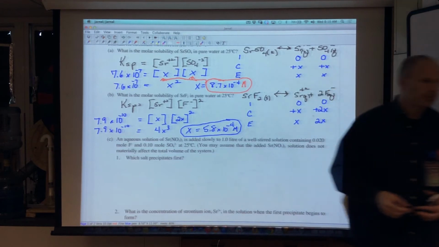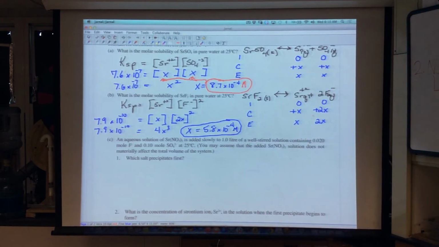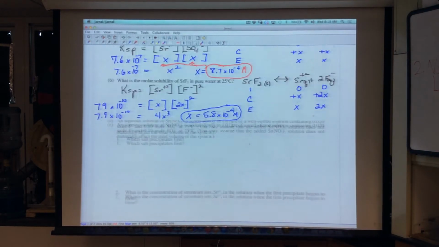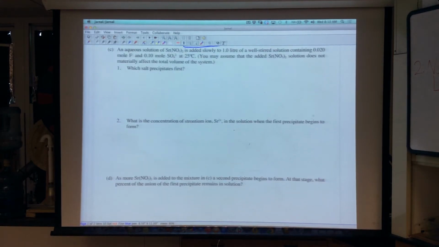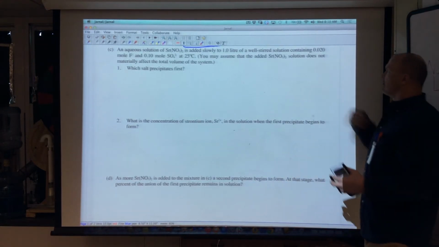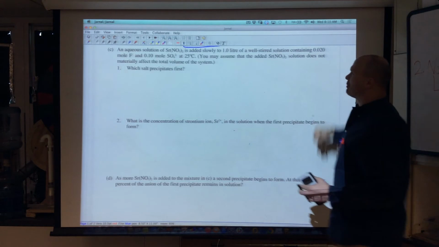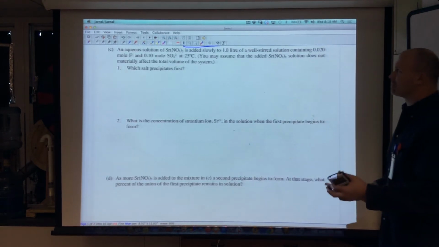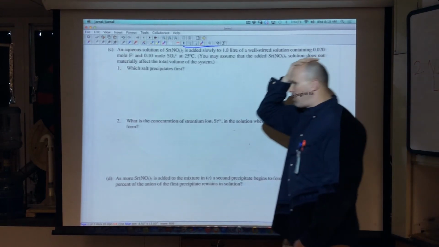Okay, letter C. And this is another new way to look at these problems. Letter C: an aqueous solution of strontium nitrate is added slowly to a liter of well stirred solution containing 0.02 moles of fluoride ions and 0.1 moles of sulfate ions. Oh my God, so much data. What are they talking about?